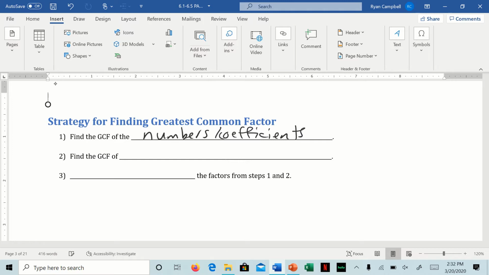And then you want to find the greatest common factor of each variable. So if you have multiple variables, you want to do each of them individually. And then lastly, we just multiply the factors from steps 1 and 2. So find the greatest common factor of just the numbers, find the greatest common factor of each variable, and then multiply all of them together.